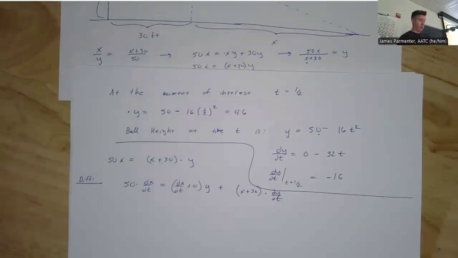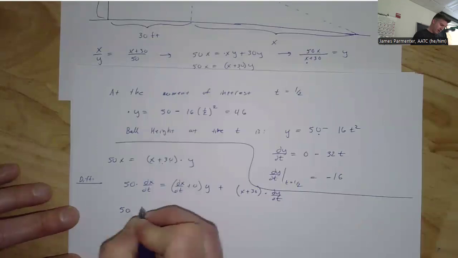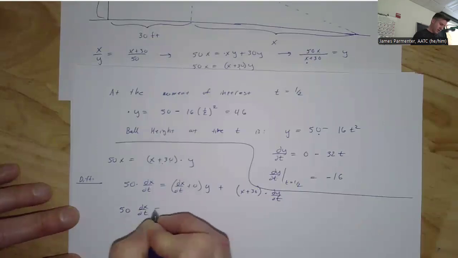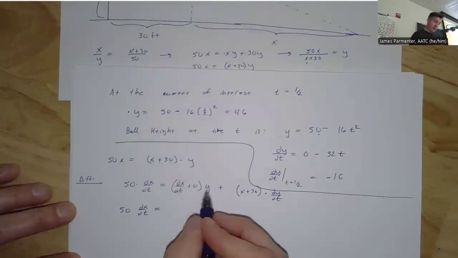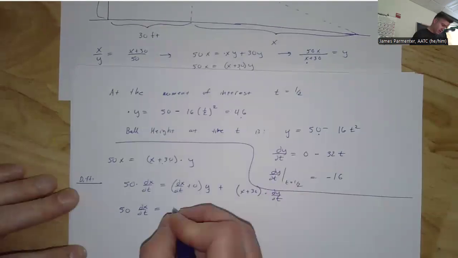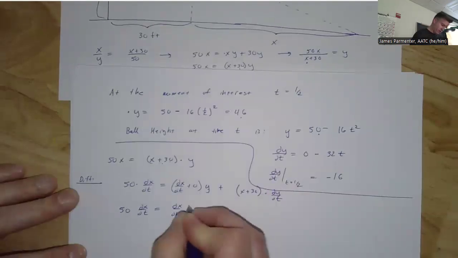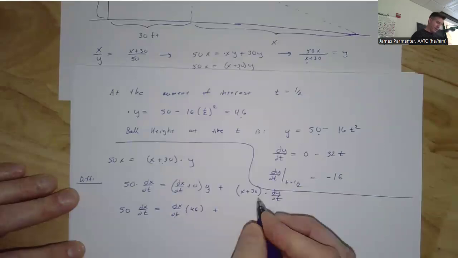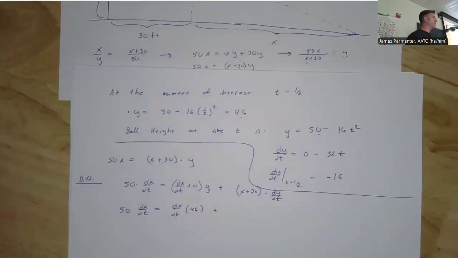And now we're going to go ahead and plug in all the things we know. So we have 50 times dx dt equal to dx dt times y, but we know that y at the moment of interest is 46. So we have dx dt times 46 plus, let's see, x plus 30. Oh, do we know what x is? Oh, we don't know what x is, but we can find it because we know what y is.